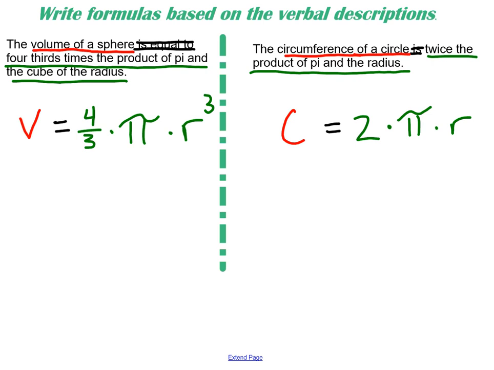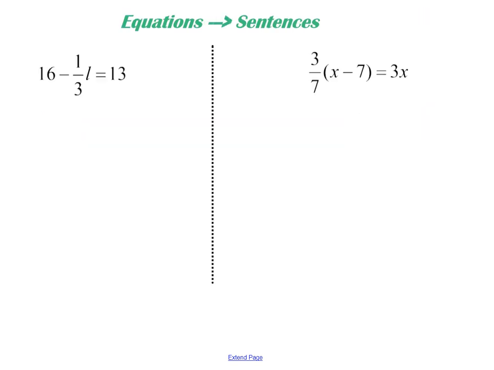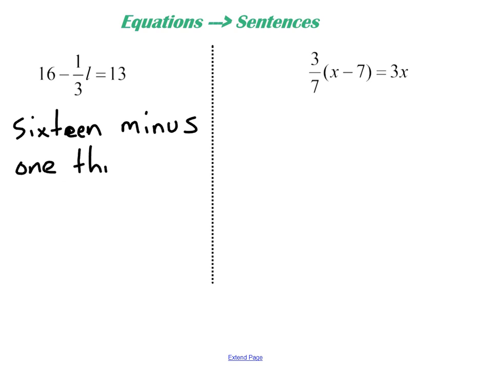This time we're going to actually go from an actual equation to a sentence. It's a little bit easier here, so you just literally write it out in words. So I would say 16 minus 1/3 L is 13. And there's no real trick to these. All you have to do is imagine you're reading it out loud, and then you can simply write it down.